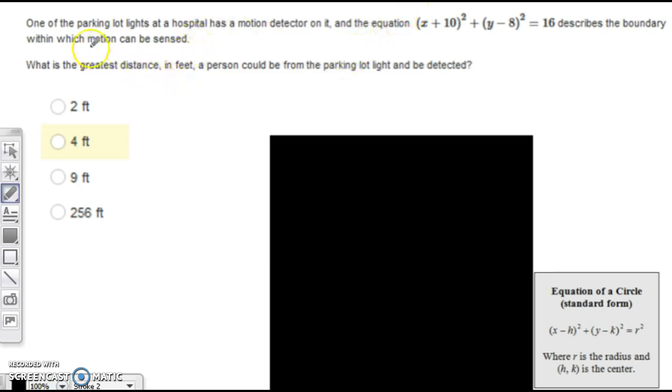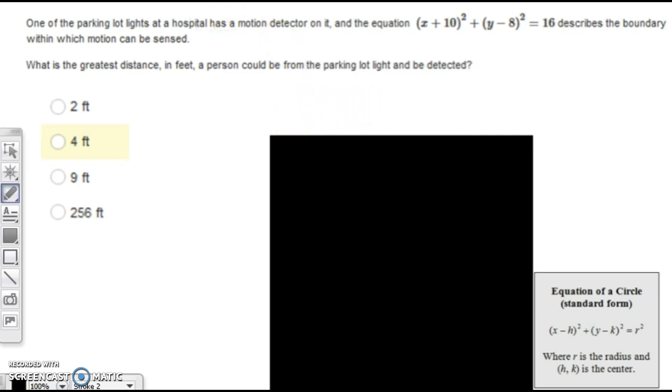All right, one of the parking lot lights at a hospital has a motion detector on it, and the equation is this. And that describes the boundary within which motion can be sensed. What is the greatest distance in feet a person can be from the parking lot light and be detected?